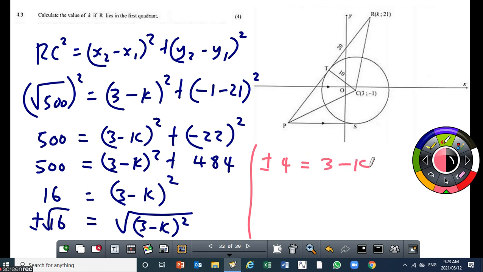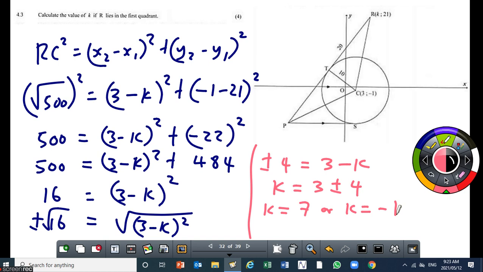Okay? Since we want to solve for k, my suggestion is take the minus k to the left and take the plus or minus 4 to the right. We do that, we get k equal to 3 plus or minus 4, which means k is going to be 7 or k is going to be negative 1.